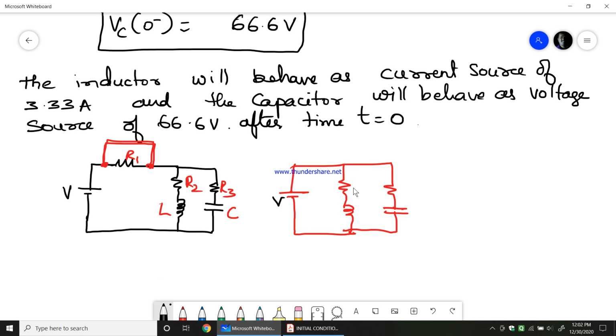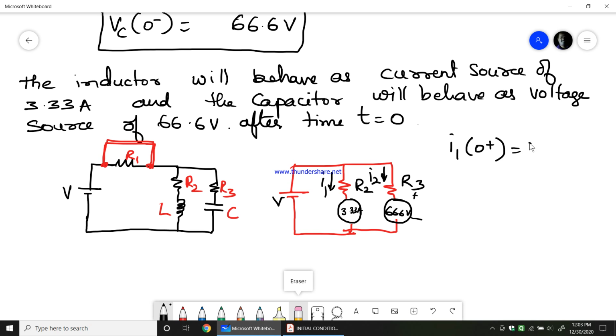So V, R2, L, C. Now C will behave as the voltage source of 66.6 volts, and the inductor will behave as the current source of 3.33 amps. So this is I1, this is I2, and this is the voltage. Now this is R. Now what would be I1 of 0 plus?